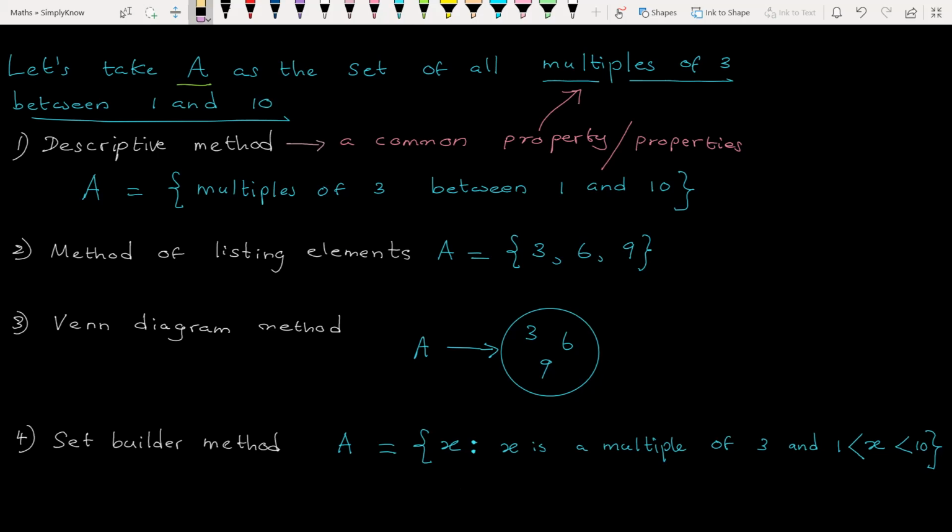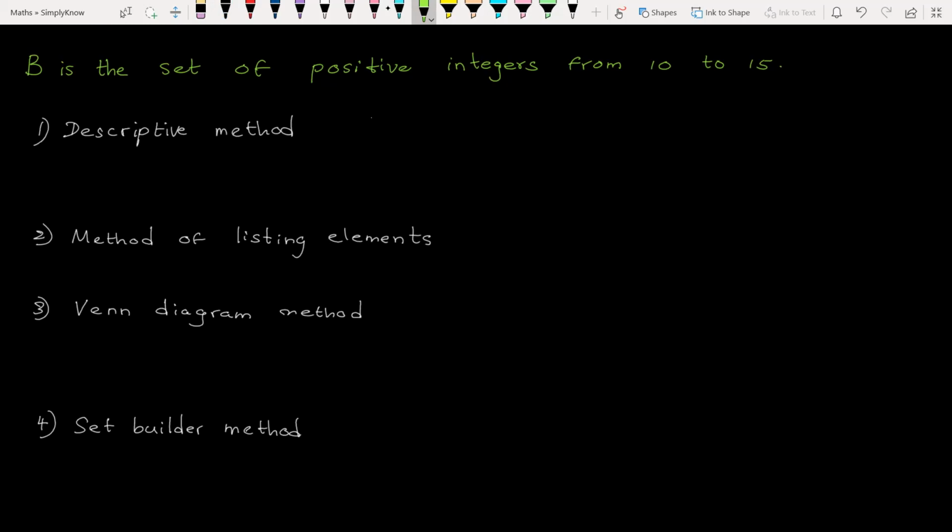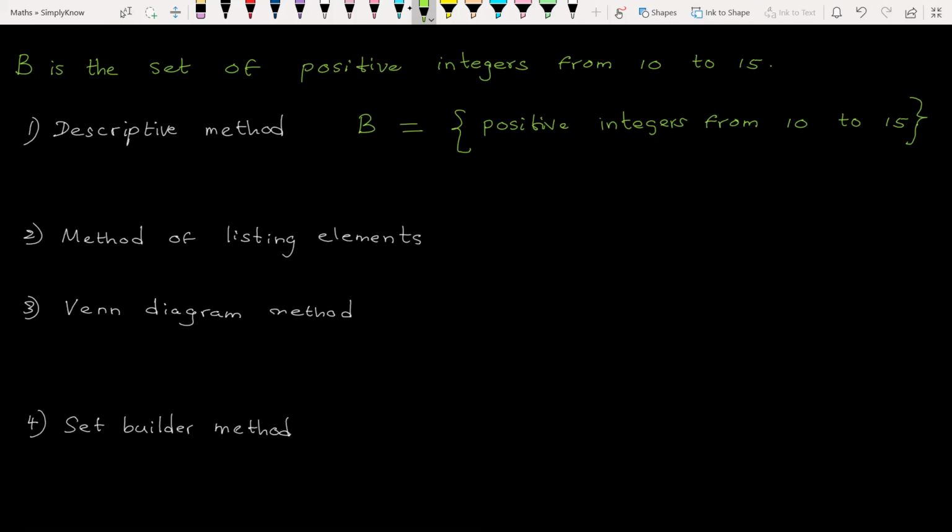Okay, let's take another example. Let's take B as the set of positive integers from 10 to 15. Now, according to the descriptive method, we can write set B equals, within the curly brackets, positive integers from 10 to 15. Okay, next the method of listing elements. So what are the elements of positive integers from 10 to 15? It's 10, 11, 12, 13, 14 and 15. So within the curly brackets, and we should name our set B equals, and these are the elements.